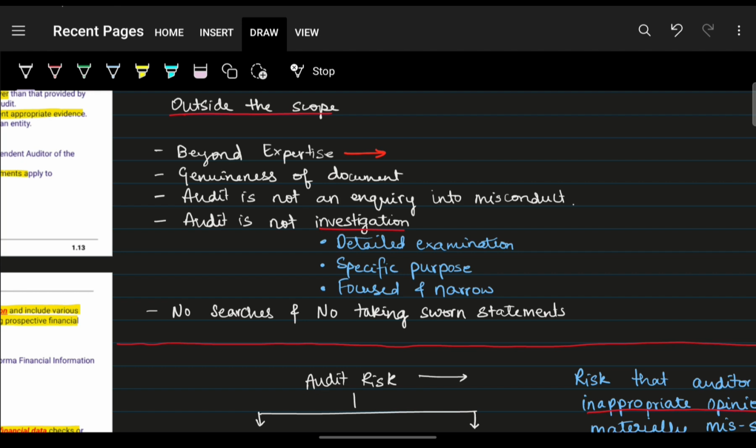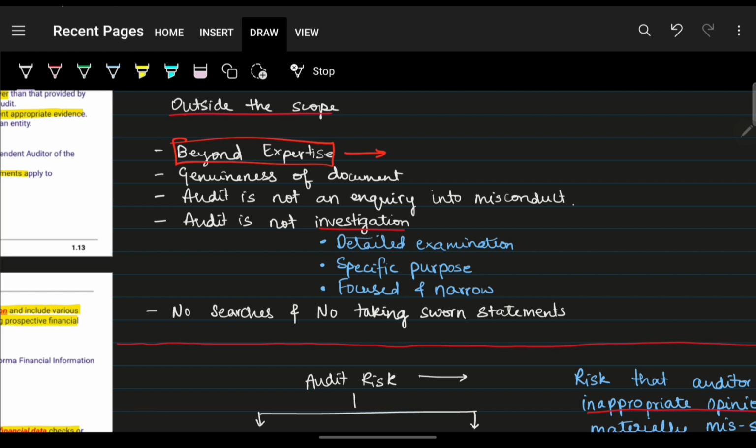So we are not experts in verifying the life of that machinery, or whether it has to be repaired. We're not engineers, right? So it is not our expertise to make comments on that. That is outside the scope of our audit.